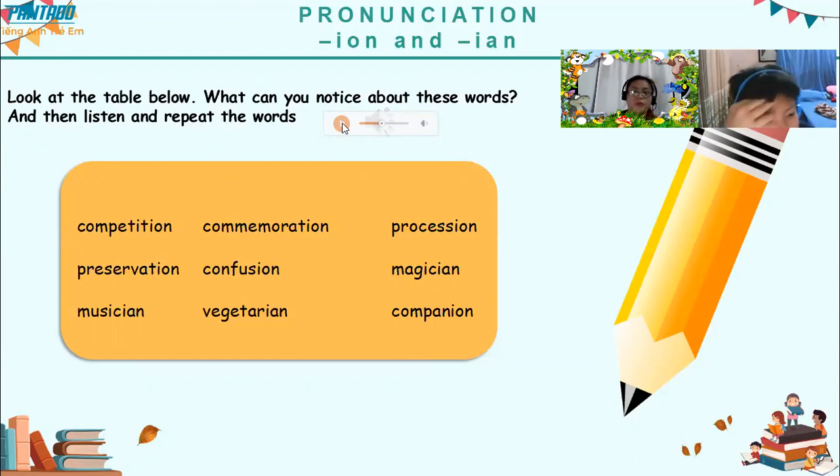Preservation. Confusion. Okay. Magician. Musician. Vegetarian. Companion.